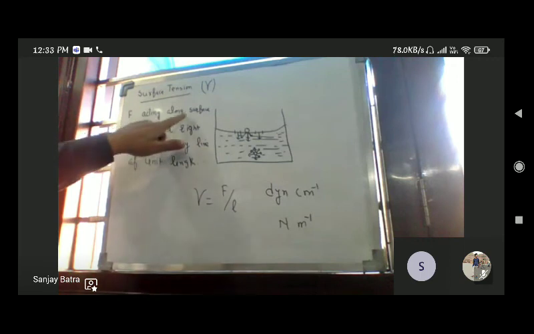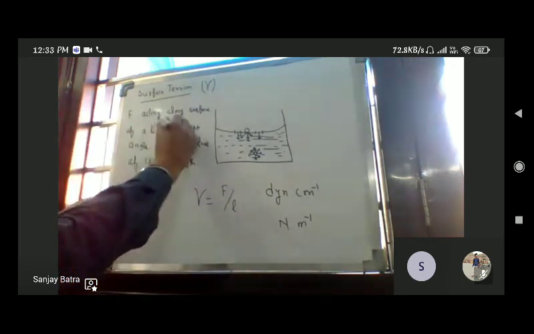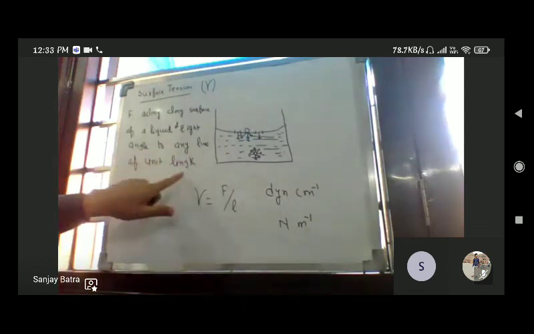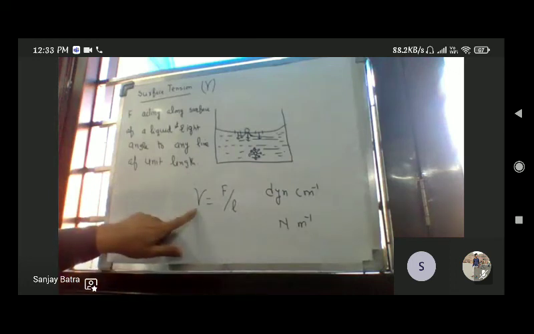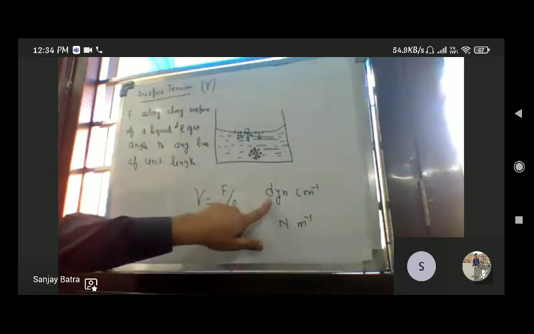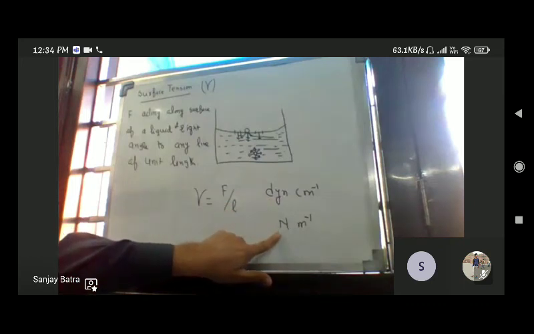Force acting along the surface of a liquid, at right angle to any line of unit length. It is expressed as gamma, which is force by distance. Its units become dyne per centimeter in CGS, Newton per meter in SI.